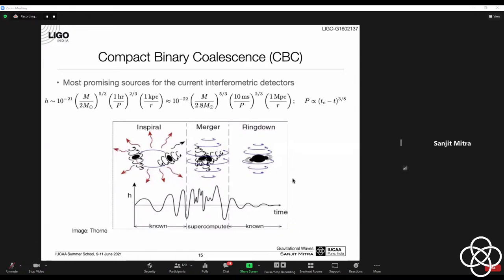Okay. And then there is this phase when they actually merge. It becomes very complicated and it has to be solved by numerical relativity. And then finally, it rings down. See, a lot of work on the inspiral and ring-down parts was done in India, which was doable analytically. And now, even numerical relativity has started in India. Okay, now let us see.